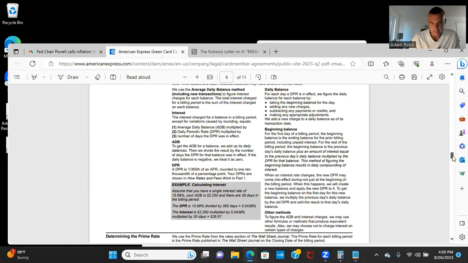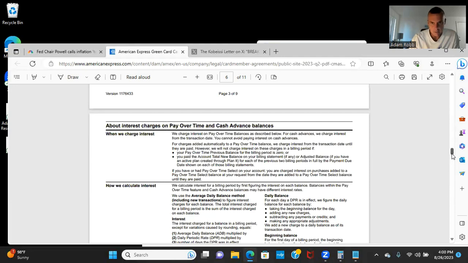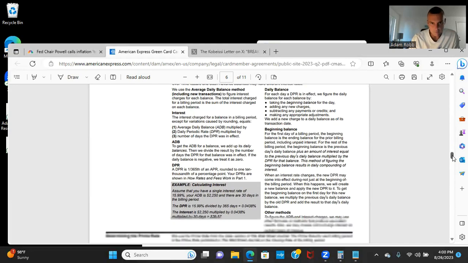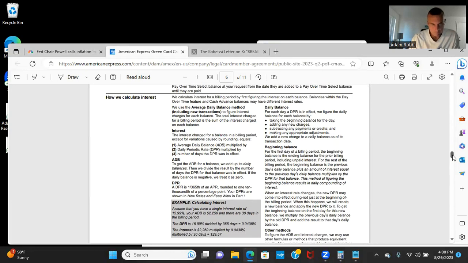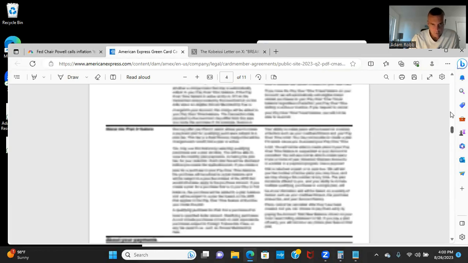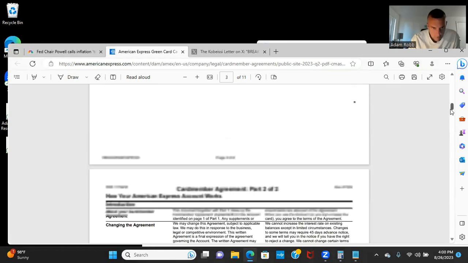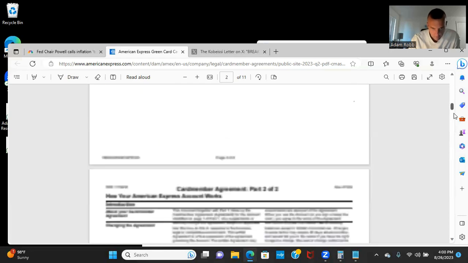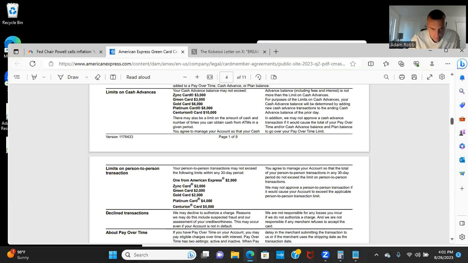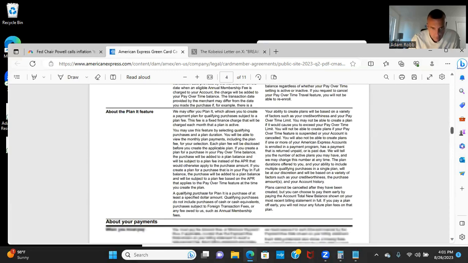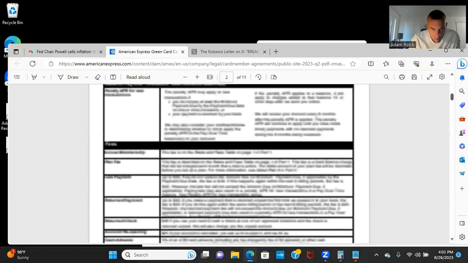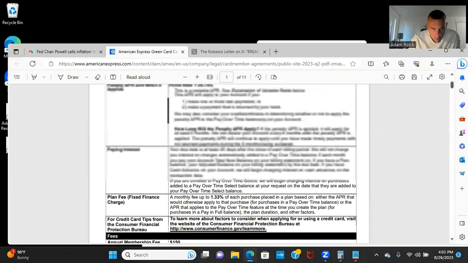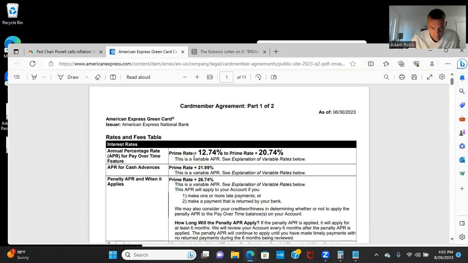This is public information, and you can go through American Express, and they have some good information on the contract, or the agreement. I'm just going to pull up, because you can see they go off the prime rate. So let's see if I can find where. Yes, that's prime rate plus 12.74%. It's a prime rate plus 20.74%.